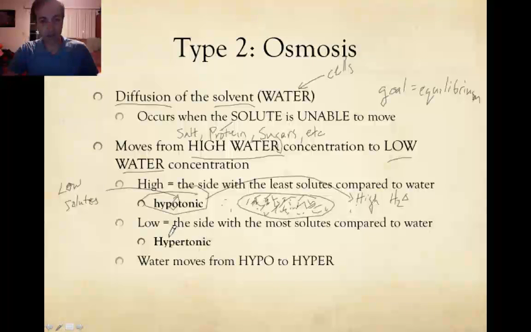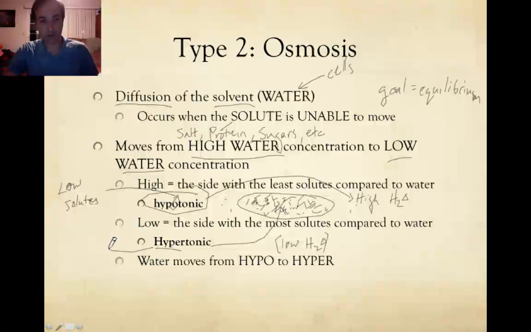Now the other side of the membrane, meaning inside the cell, is what we call hypertonic. This is the side that has the low water concentration. Okay, it's low in water. Well, what do I mean by that? I mean that we have lots and lots of solutes in here and not as much water compared to the outside. So we would call the inside of the cell right now hypertonic.